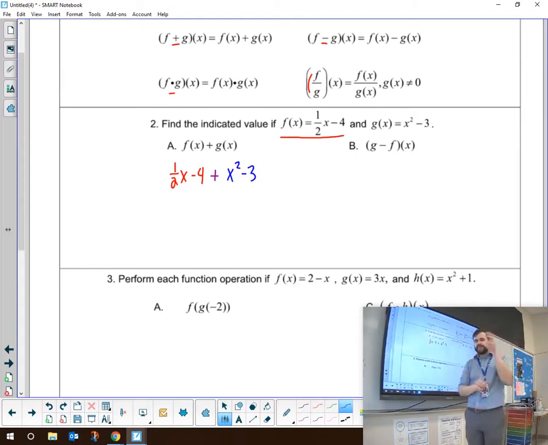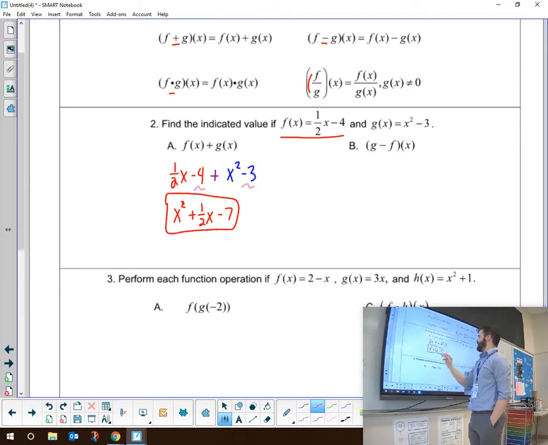And all we have to do is add these two together. I don't have to plug something in for something else. We're just adding them together. So I'm going to say, okay, let's combine like terms. Well, 1/2 x and x squared, there's no like terms there. But -4 and -3, those are like terms. So we're going to have x squared plus 1/2 x, and -4 and -3 make -7. So there's our answer: x squared plus 1/2 x minus 7.